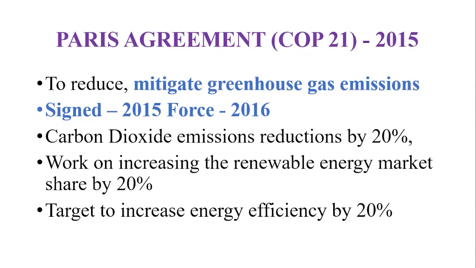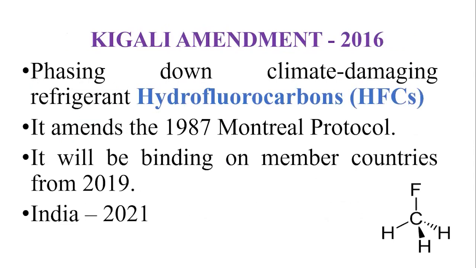So they have laid down 20-20-20. That is, 20:20:20 was the ratio given under this Paris Agreement. That is to reduce carbon dioxide emissions by 20%, to work on increasing the renewable energy market by 20%, and to increase energy efficiency by 20%. So the formula behind this Paris Agreement was 20:20:20.